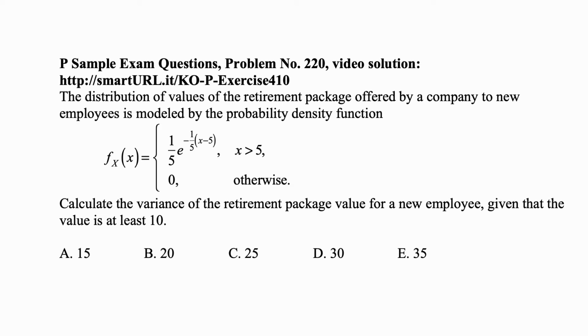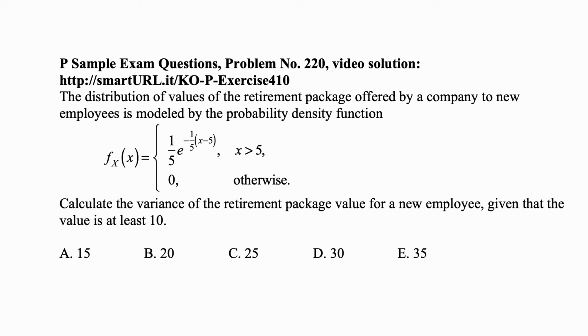Here's a problem for today for exam P on probability. The distribution of values of the retirement package offered by a company to new employees is modeled by the probability density function f sub x of x equals 1/5 times e to the minus 1/5 times x minus 5 for x more than 5 and 0 otherwise. Calculate the variance of the retirement package value for a new employee given that the value is at least 10.